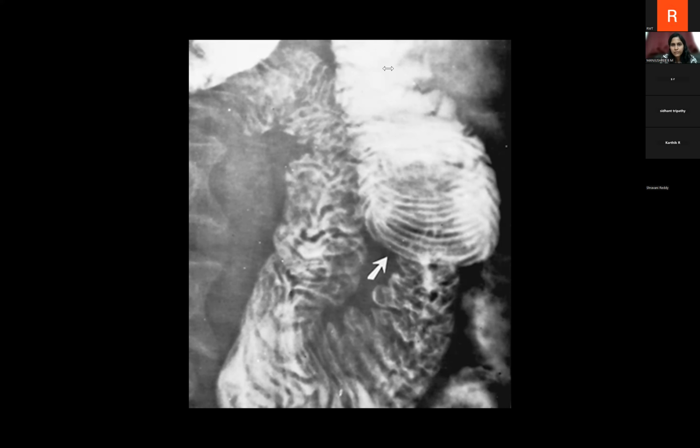How did you come to say that it is intussusception? What is the sign you are seeing here? What is the sign? Coil spring sign. Very good. Who? Fatima. Very good. This is coil spring sign.